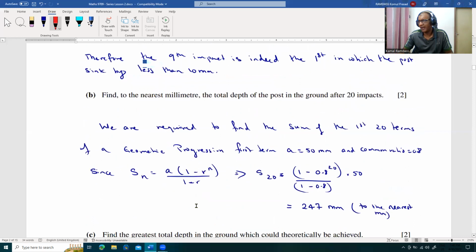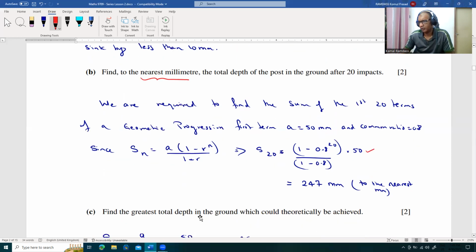Et puis, il dit: find to the nearest millimeter the total depth of the post in the ground after 20 impacts. OK. Et là, on a besoin de the formula for the sum of the first n terms of a geometric progression. A multiplied by 1 minus r to the power of n, divided by 1 minus r. Et S of 20, 50 fois 1 moins 0,8 à la puissance de 20, divisé par 1 moins 0,8, on gagne 247 mm. Et n'oubliez pas, to the nearest millimeter.